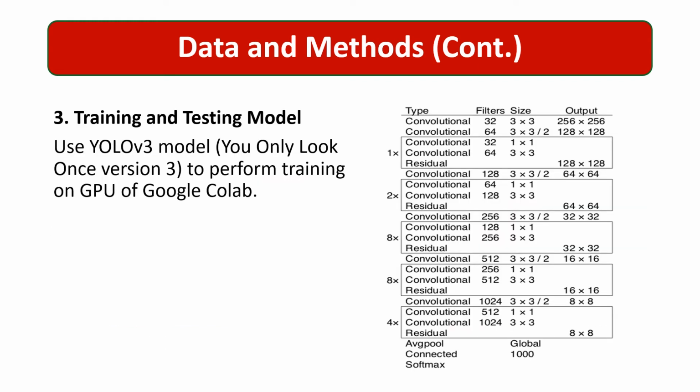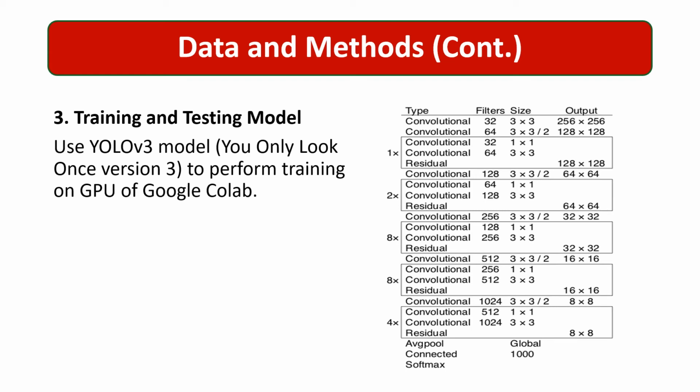The next method is training and testing the model. I used the YOLO v3 model to perform the training and testing. YOLO v3, you only look once version 3, is a CNN model with a pre-built convolutional neural network for object detection. The model not only classifies the image into a category, but it can also detect multiple objects within an image.